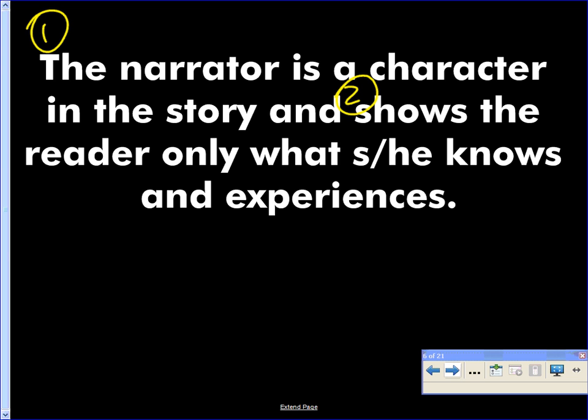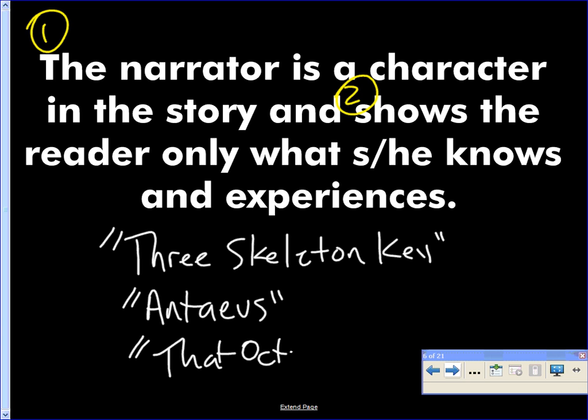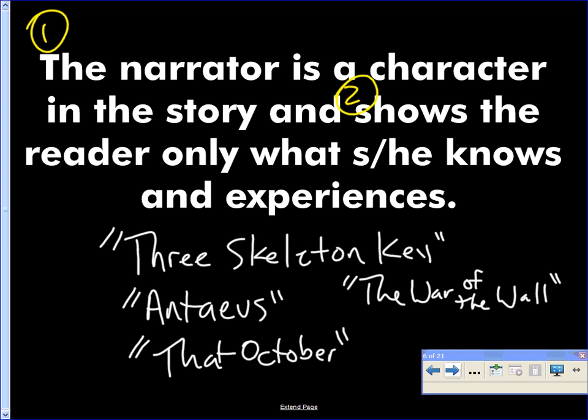And you can think of examples that we've read, like 3 Skeleton Key. You could also think of what we just read, Antaeus, and that October, and the War of the Wall. I believe those are all of our first person perspectives.